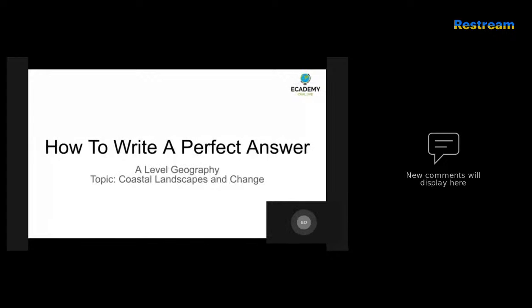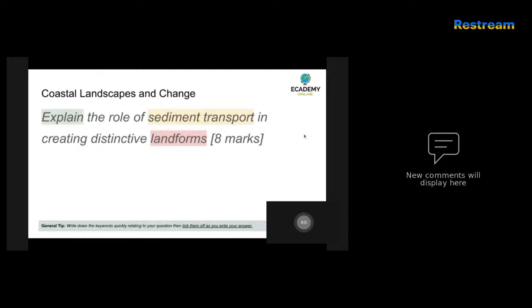Today we're going to be looking at a coast exam question. Let's dive straight into it. Explain the role of sediment transport in creating distinctive landforms.